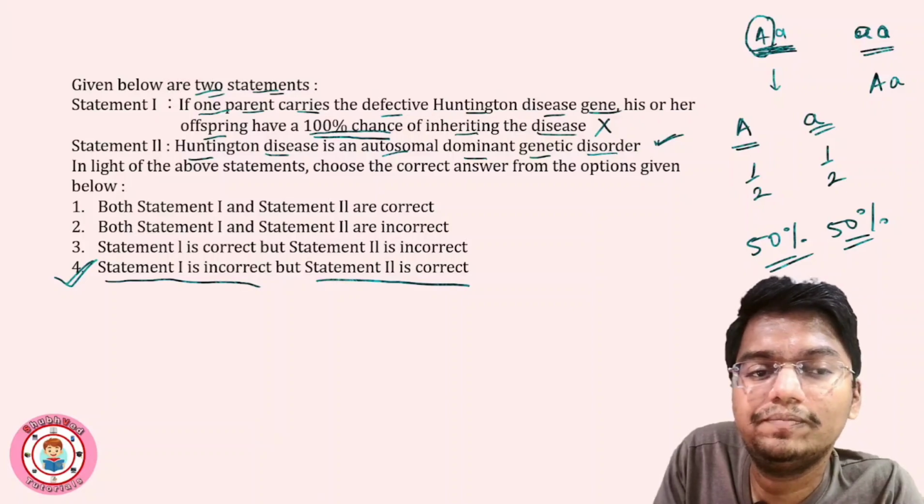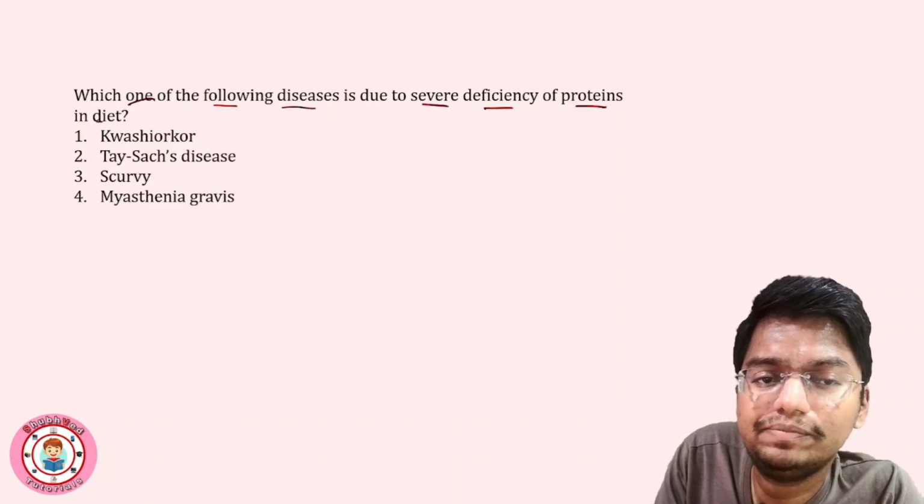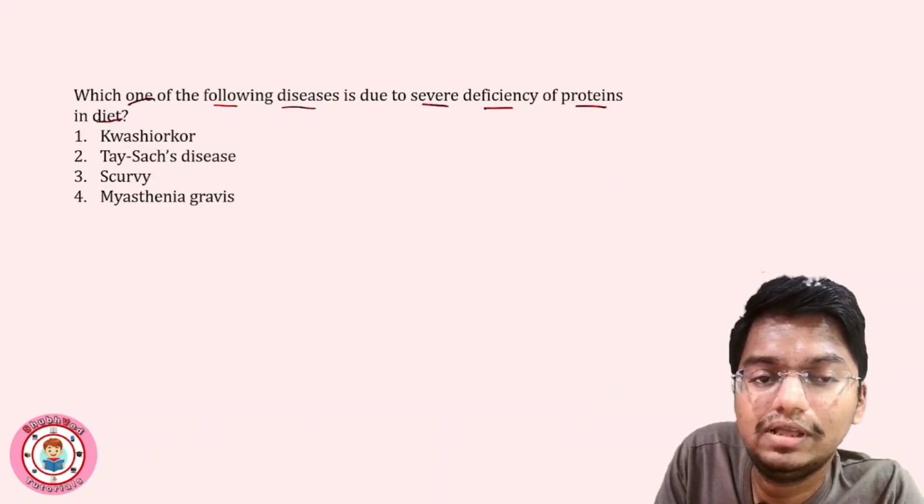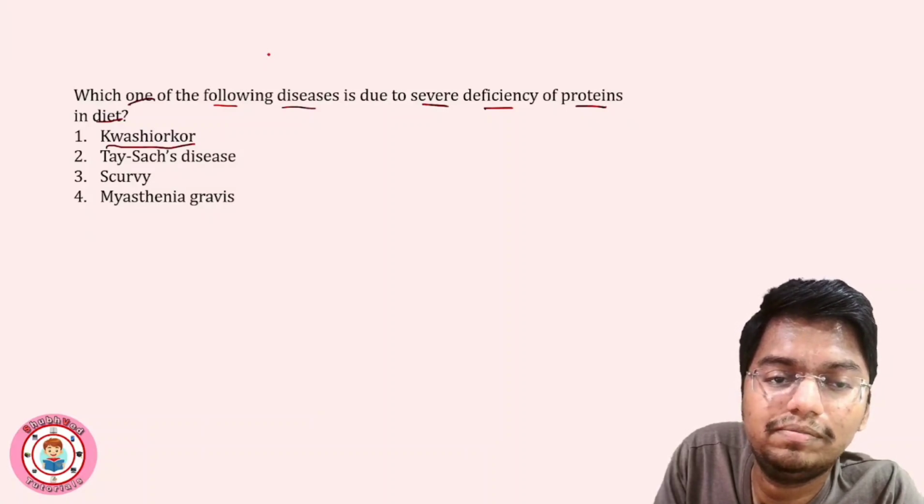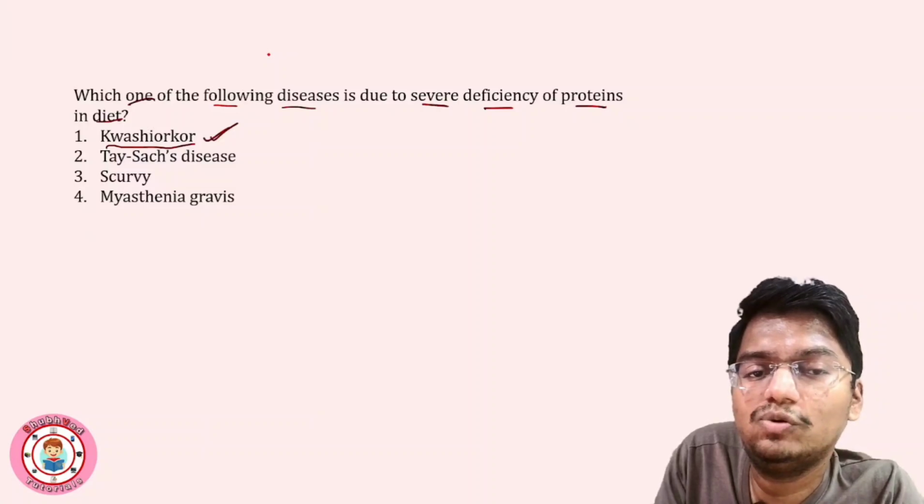Okay, next, which one of the following diseases is due to severe deficiency of proteins in diet? Okay, protein diet deficiency. Kwashiorkor. Yes, right, Kwashiorkor.